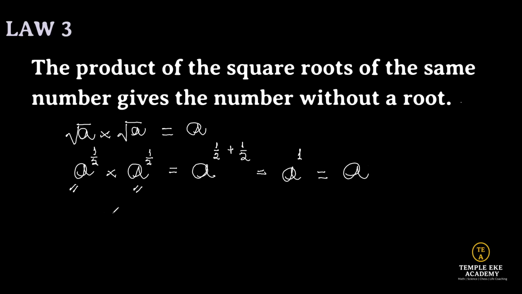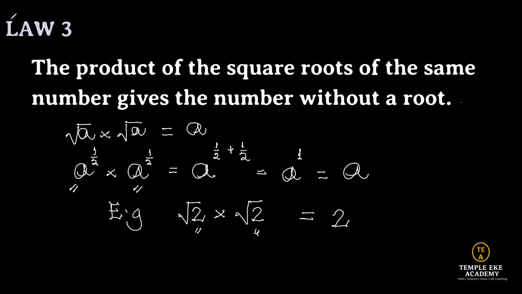So the square root of a number multiplied by the square root of the same number gives that number without the square root. For example, if we have the square root of 2 multiplied by the square root of 2, we simply apply this law. Since we have the same figure in the square root, the answer is simply that figure, 2, without the square root. All right. So these are the main laws of surds.